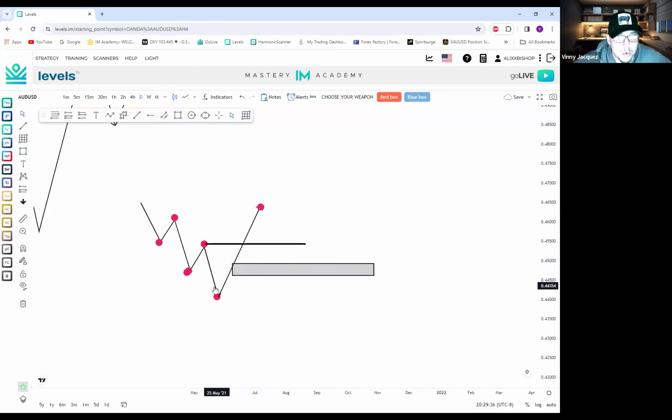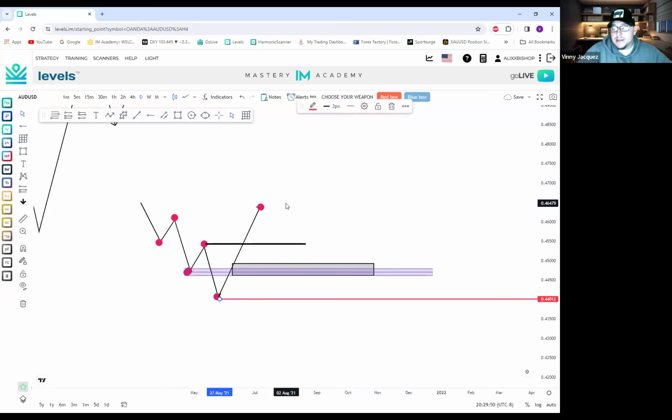Right? Now, we can't forget our previous lower low. That previous lower low is going to be our shoulder. And that lowest point, the lower low, that's going to be our stop loss. Does this make sense, Jason?